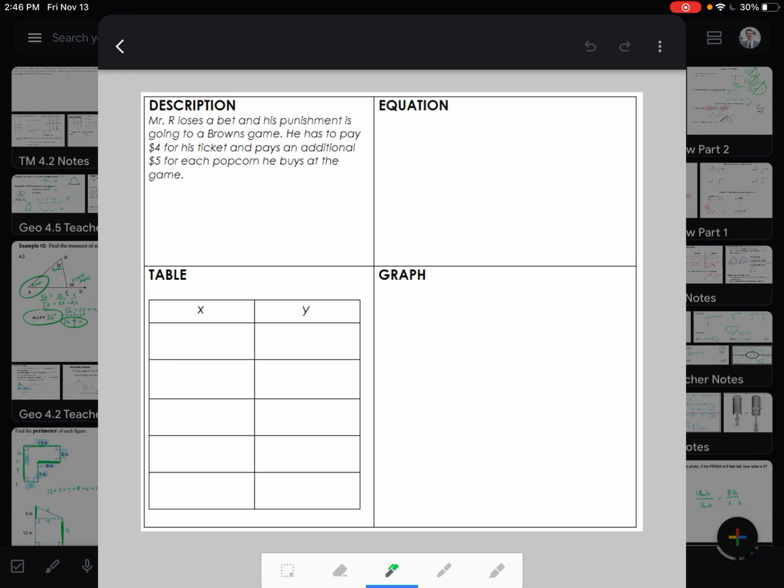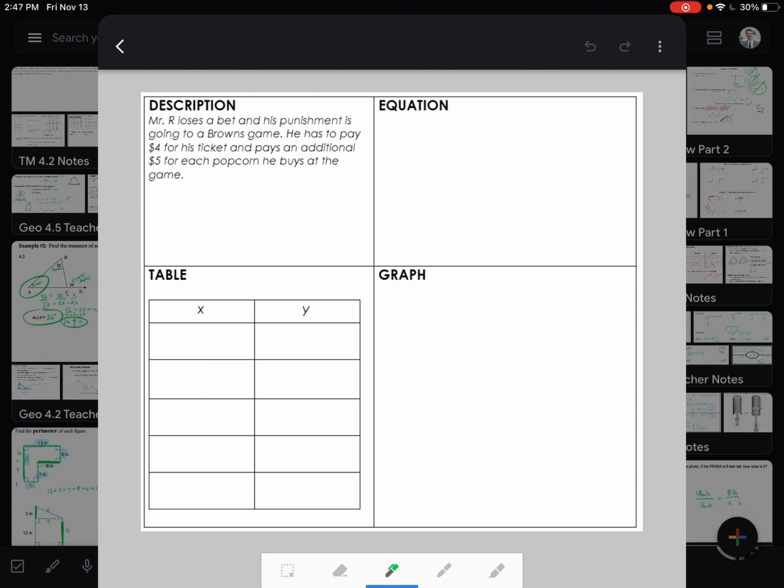So let's take a look at one. I lose a bet, and the punishment for that bet is I am forced to go to a Browns game. Well, those tickets now, not a good team, so not really worth much. So I don't know, it's probably like $4 or something to get into a Browns game, like a JV football game, something like that. And when you're there, snacks still cost quite a bit of money, so if I want popcorn, I'm going to have to buy some popcorn.